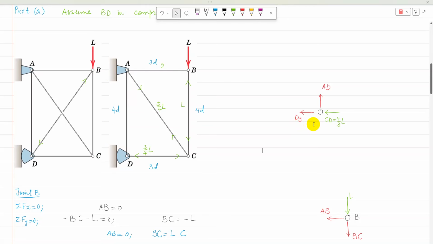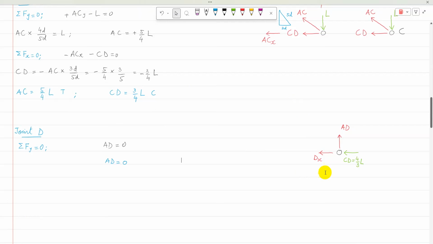So now that is the free body diagram of joint D. At joint D, there is one member force, AD, which I have assumed to be in tension. And then at joint D, there is one reaction, and that reaction is perpendicular to this surface. I have assumed that reaction, DX, towards the left. Then I can apply the conditions of static equilibrium to find AD and DX. At joint D, only AD is required because the reactions are not required in the question.